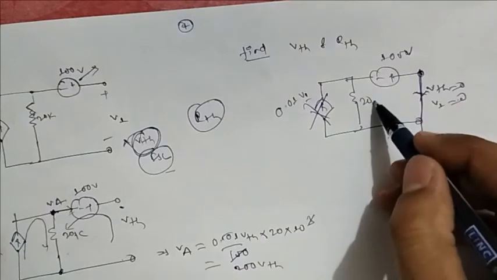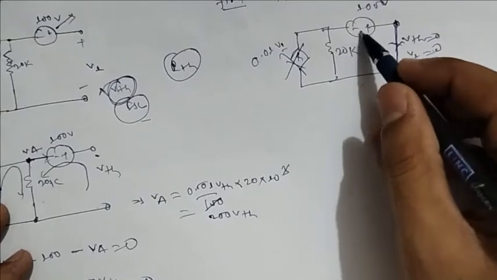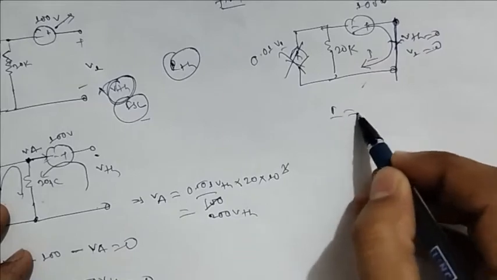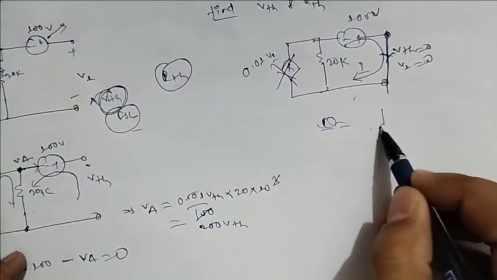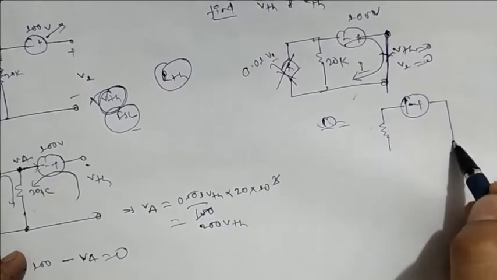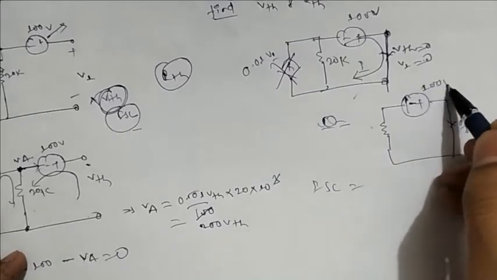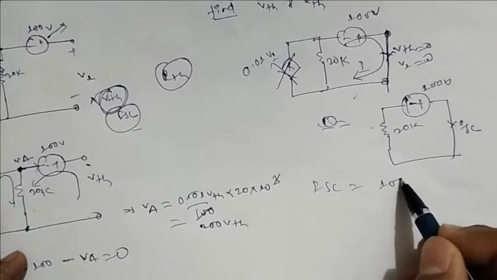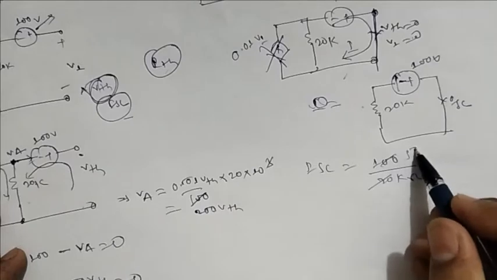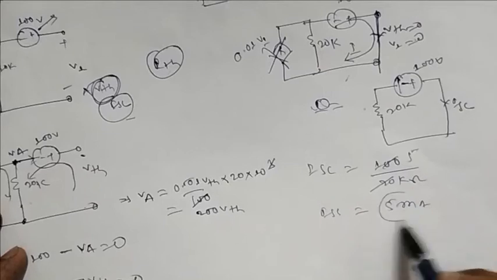Then what we are left with is this 20 kilo ohm. Now this current is just going to flow in the circuit. What will be the current? I is equal to, now the equivalent circuit will be 20 kilo ohm, and this is your ISC that will be flowing. What will be ISC? It will be 100 volt by 20 kilo ohm. Now this is 5, ISC will be 5 milliampere.